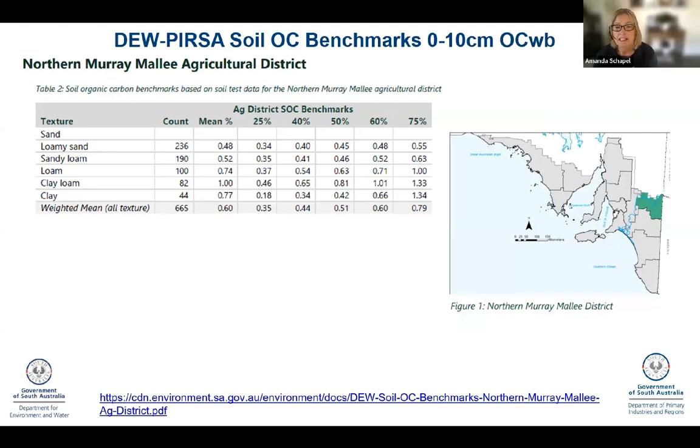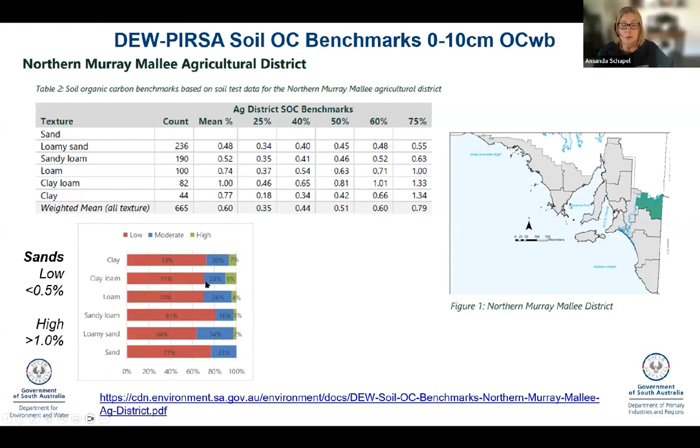The good thing about this is that people are getting their normal 0 to 10 centimetre sample measured in the standard carbon Walkley-Black test, and they're able to get their test and have a look at what their texture is. So if I had a loamy sand and I was sitting at about 0.4, I would be around that 40th percentile. This then gives me an idea if I have any opportunity to move, because we use the 75th percentile as our target. If I'm below the 50th percentile, I have an opportunity to increase that lower starting point that Karl was talking about, going up to a practical target.